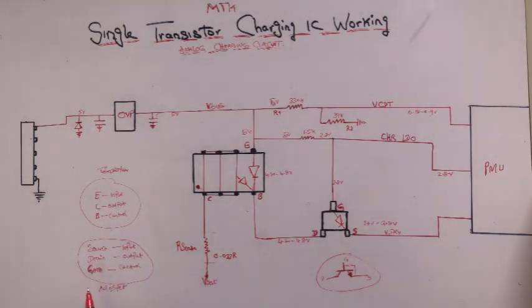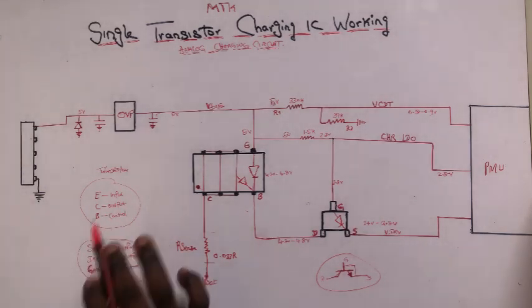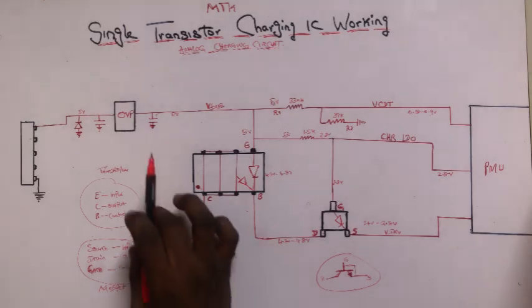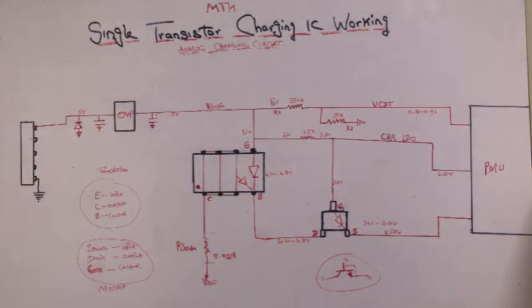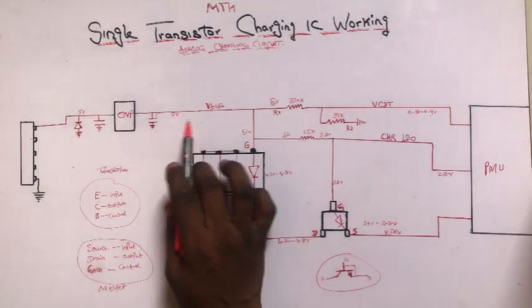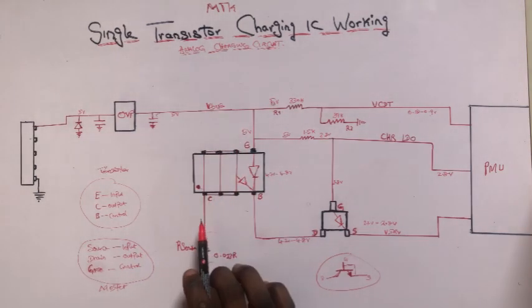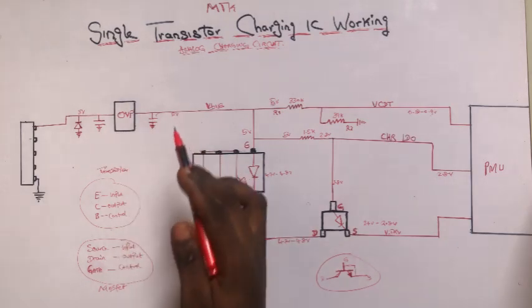So this is the base and this is the gate. They both act as a controlling pin. So this gate and this base, they control it. You will see this label on a transistor, and you also see this label on a MOSFET. I just want to explain to you so that when we get to this point and this point, you will not get confused.